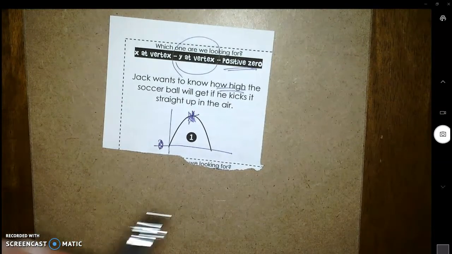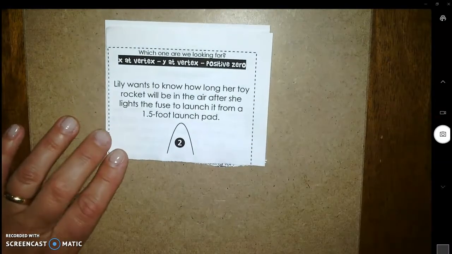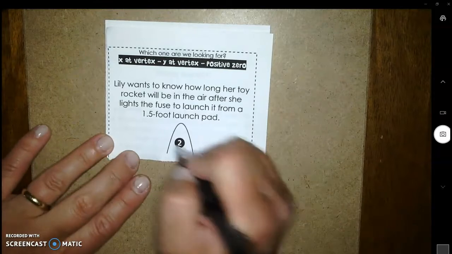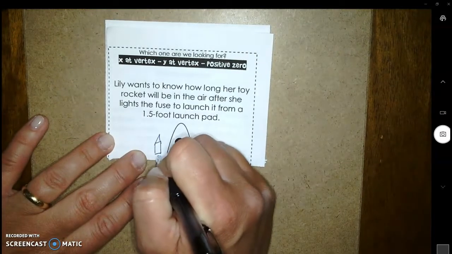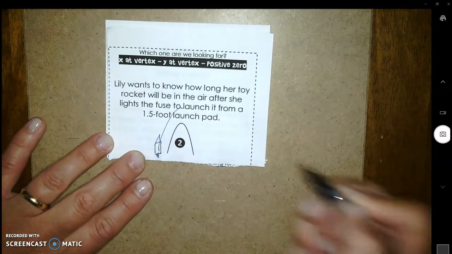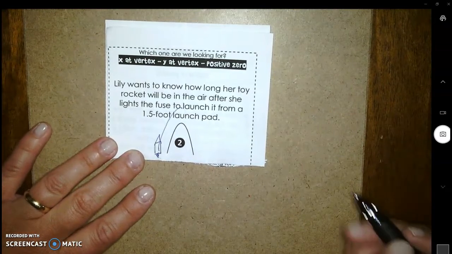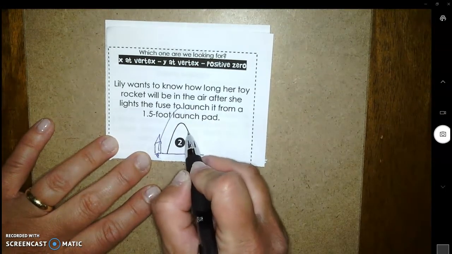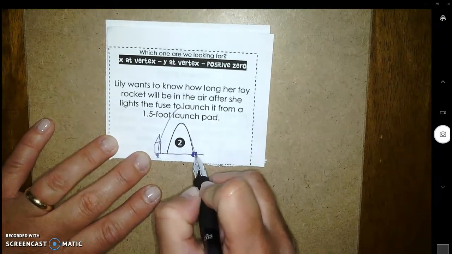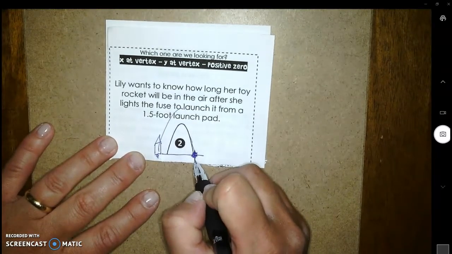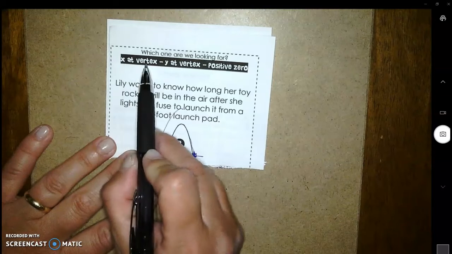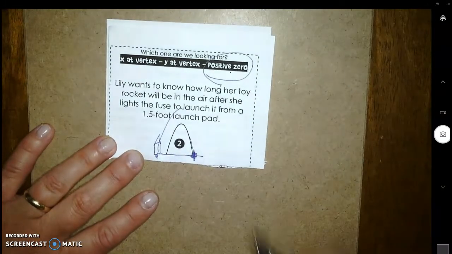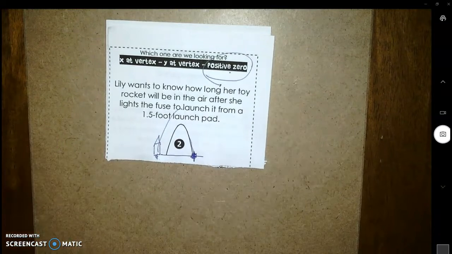Okay, let's try another one. Lily wants to know how long her toy rocket will be in the air after she lights the fuse to launch it. And so here's our rocket ship, right? And it's going to go up in the air. How long will it be in the air? So it's in the air here, in the air, it's coming back down, and then it crashes and dies, right? And so what is this? Is this the x at the vertex, the y at the vertex, or the positive 0? Definitely the positive 0, okay?